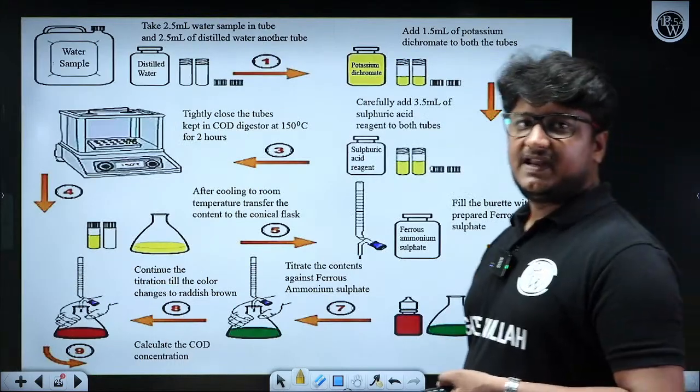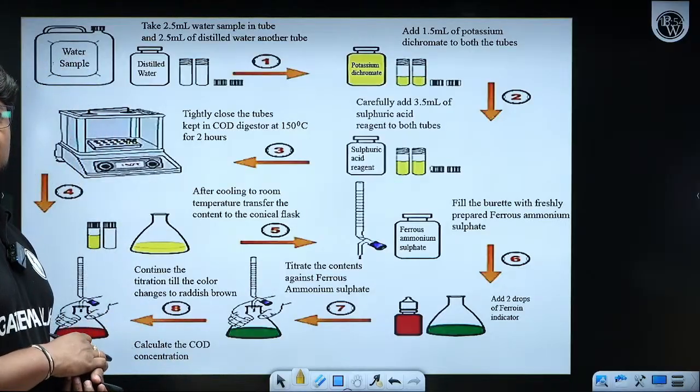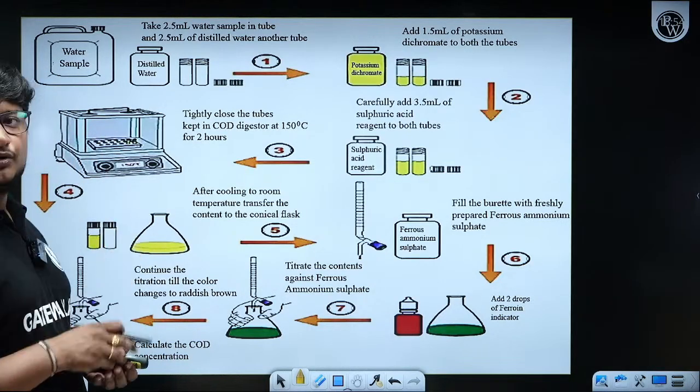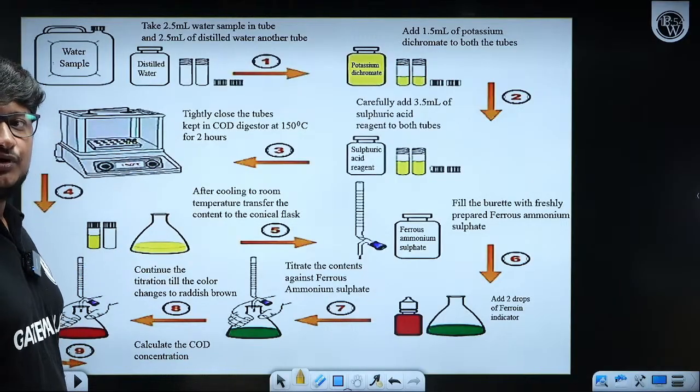Now see the complete method in a single chart. I am showing it to you. Please let me know quickly whether this chart is visible to all of you or not, because this is in a white slide. So is it visible to all of you?